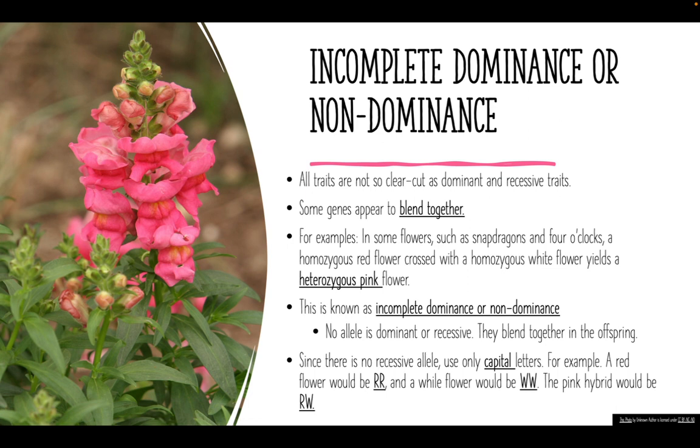And as you'll see in the next couple of practice problems, since there's no recessive allele, only capital letters are used. For example, the red flower is two capital R's, a white flower is two capital W's, and the blending, the pink hybrid, would be capital RW.